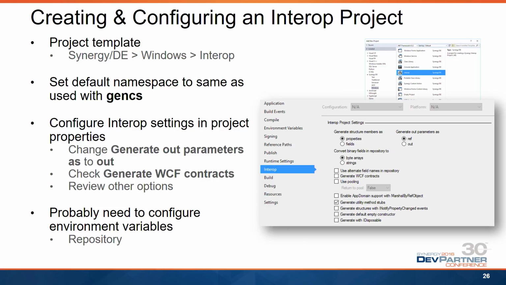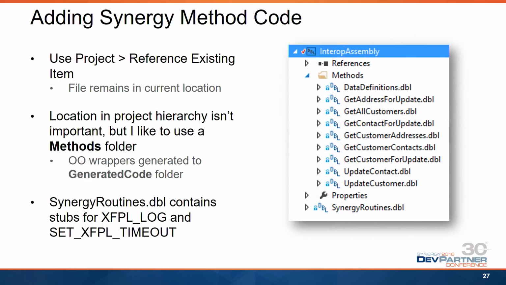So you just select the options, set it up the same way your xfNetLink environment was set up, and you should wind up with a very similar result. And remember, you probably need to configure environment variables for things like your repository so that the compiler can find your repository and so on. Once you've done that, you simply add the Synergy method code into the project. You don't have to, but I like to create a folder inside the project. I quite often call it methods and just dump everything in there.